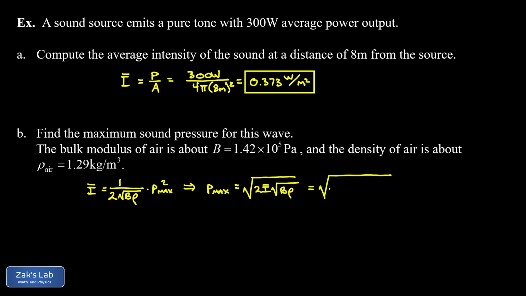So we sub our numbers into this expression, and we have an average intensity at this particular distance from the sound source of 0.373 watts per square meter. Then our bulk modulus for air was given as 1.42 times 10 to the 5th. That's measured in pascals, by the way. And then we have a density for air of 1.29 kilograms per cubic meter. And when I run the numbers on this to 3 significant digits, I get about 17.9 pascals.